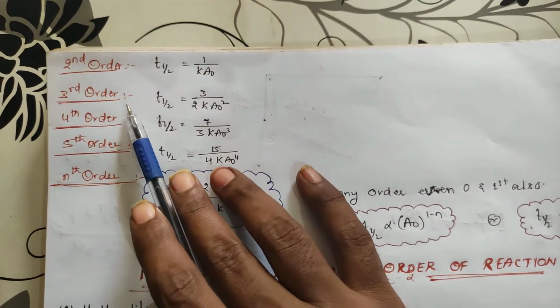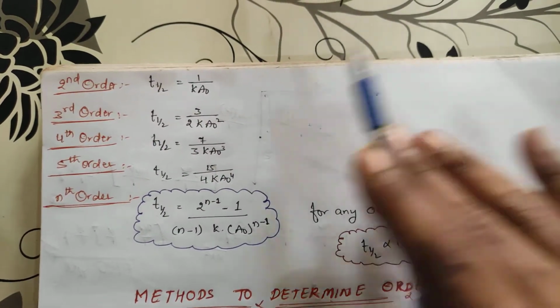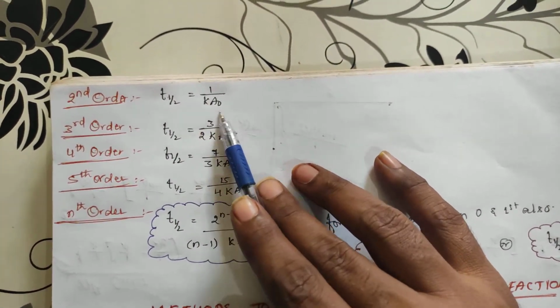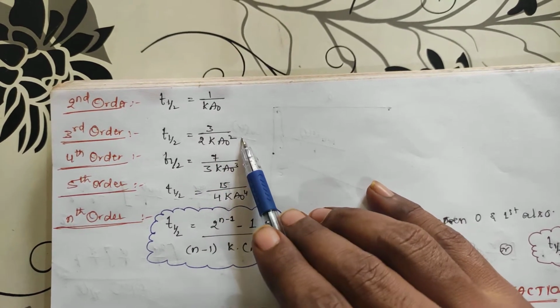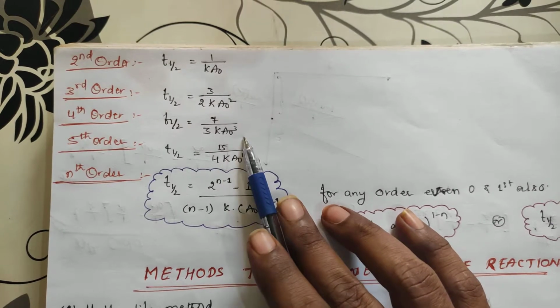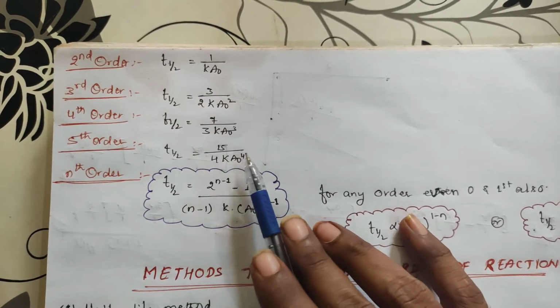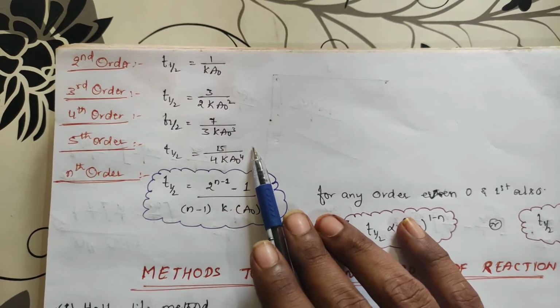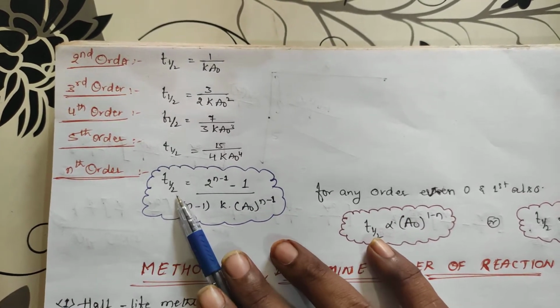Right? This is the condition for second order. For third order, it is 1 by 2k a naught... 3 by 2k a naught square. For fourth order, t half is equal to 7 by 3k a naught cube, and for fifth order it is 15 by 4k a naught power 4, and then the nth order t half.